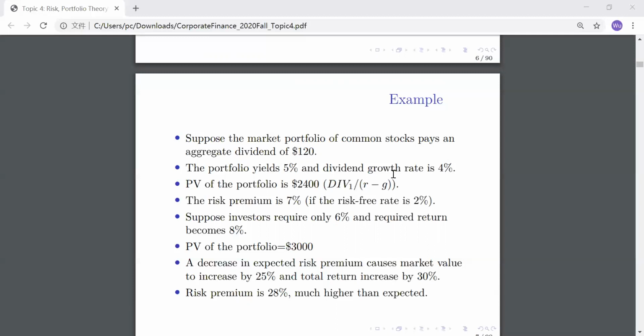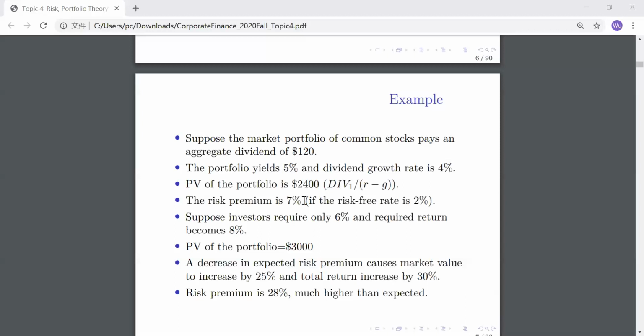And what is the risk premium here? First of all, the total return is 9%, the yield plus the dividend growth rate. But that 9% already includes a risk premium. Suppose the risk-free rate is 2%. Then the risk premium is the overall total return, which already includes the risk premium, minus the risk-free rate of 2%, right? So you get a risk premium of 7%.